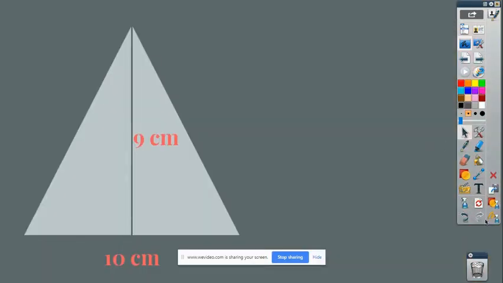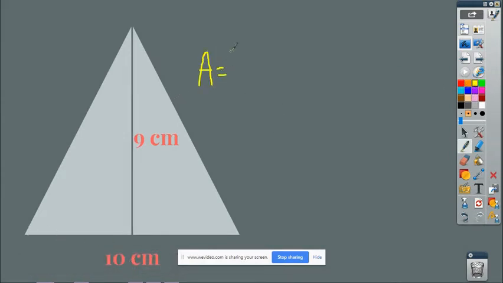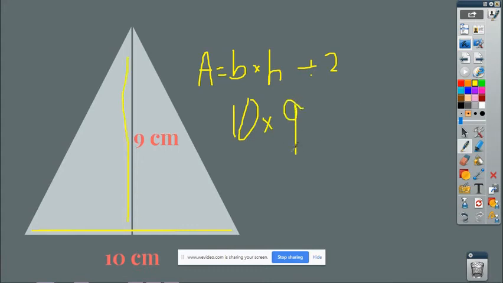Let's take a look at this one. This triangle looks different, but we still have the same information. The area of the triangle is going to be the base multiplied by the height, and then I divide that answer by 2. The base is 10. The height is 9. 10 times 9 is 90. And then I just need to make sure that I divide that answer by 2. So my answer is 45.